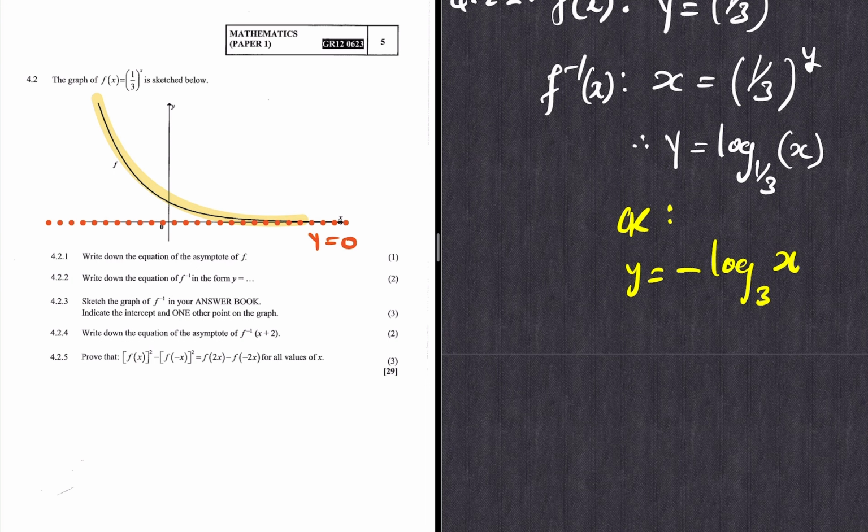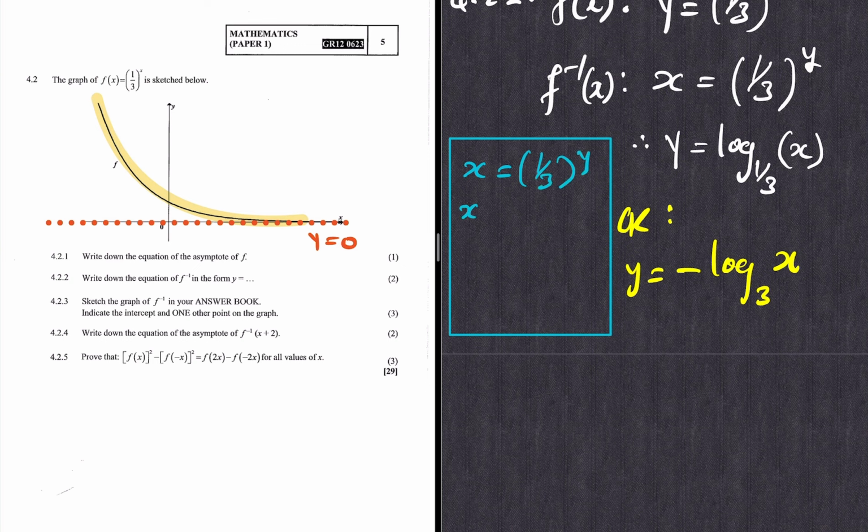Let me tell you why. This is because, think about it. You have x is equal to 1/3 to the power y. And then 1/3 is the same as 3 to the power -1, raised to the power y. Therefore, x is equal to 3 to the power -y.